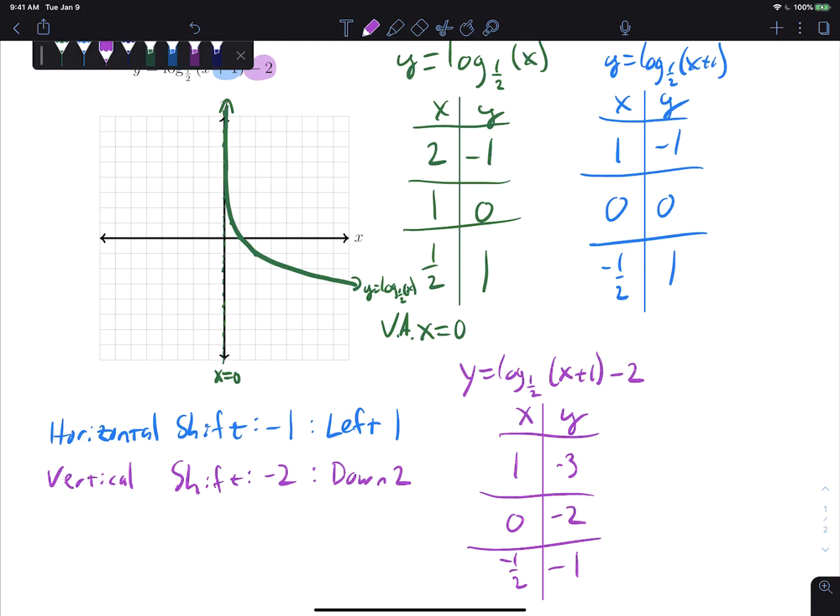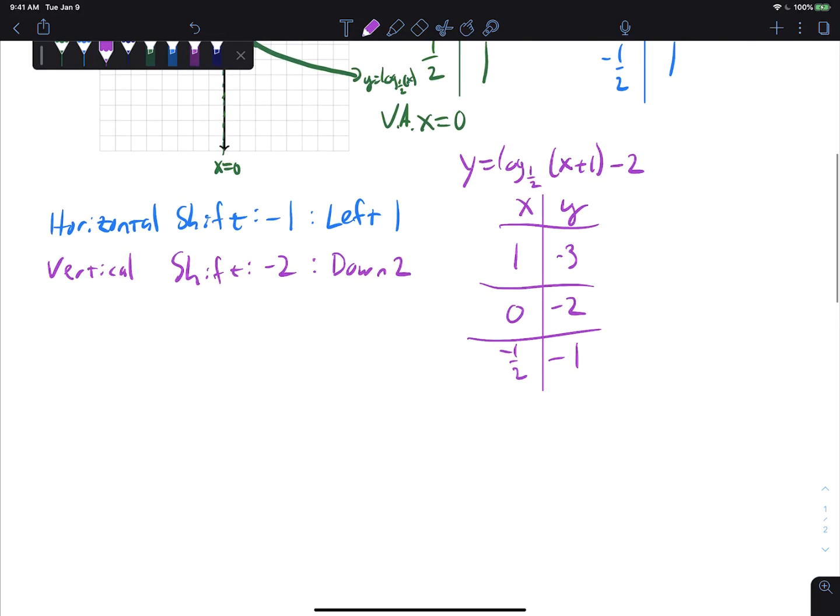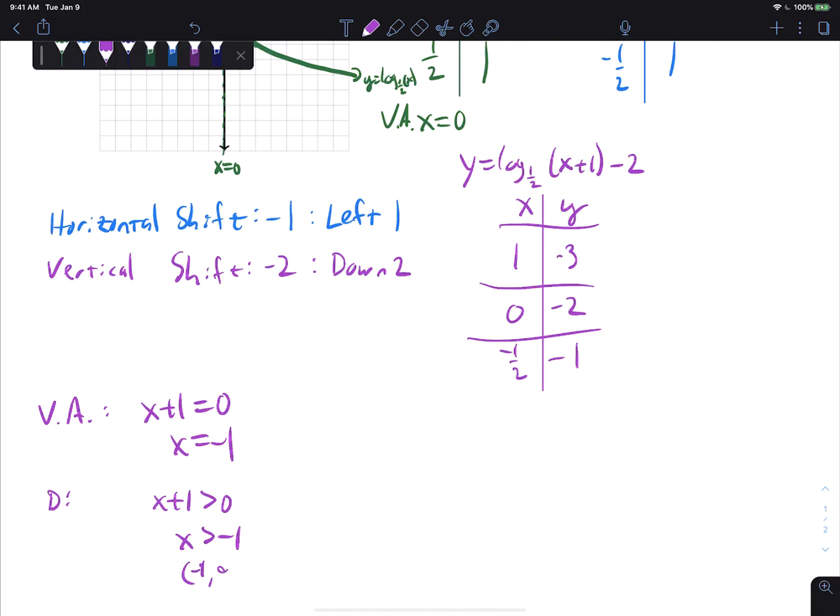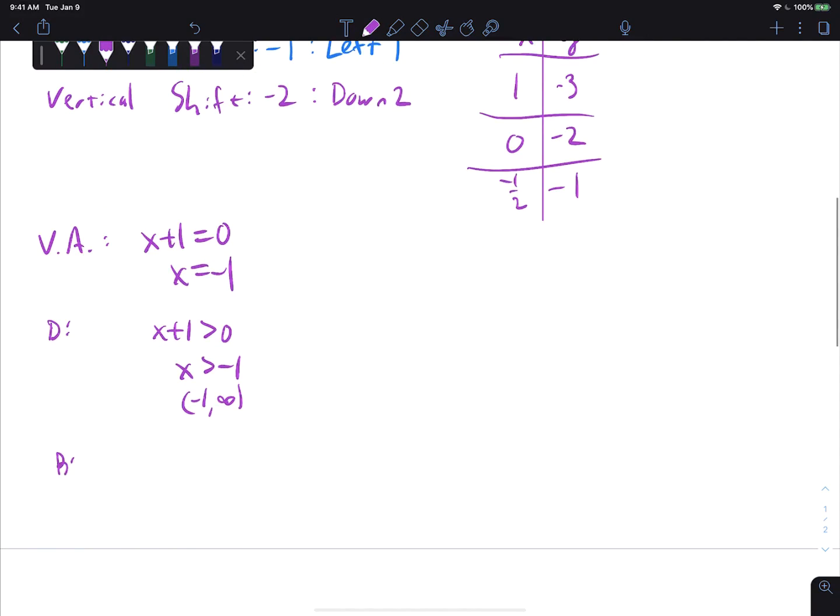Good deal. And at this point, we can also find the vertical asymptote. And that's wherever the argument is equal to 0. So that gives me x equals -1. The domain occurs wherever the argument is greater than 0. So that means that x is greater than -1, which would make that -1 to infinity. And the range will always be -infinity to infinity.